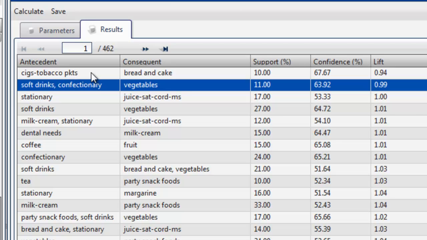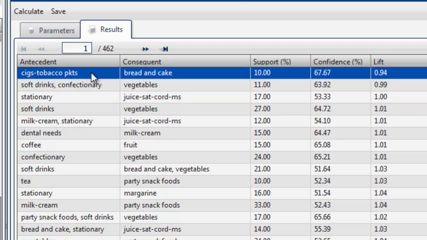We have some very interesting rules here as well. There may be a number of theories as to why this is happening. Maybe bread and cigarettes are conflicting products. But maybe it's because the bread and cake section is too far away from the cigarette section, and here we're missing an opportunity again.